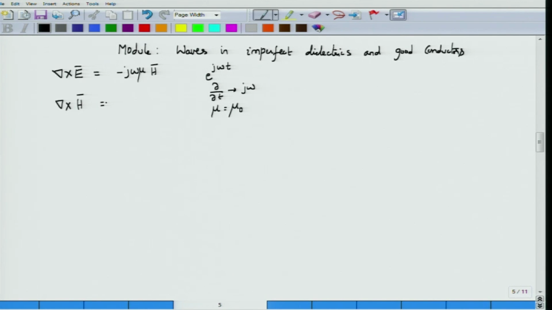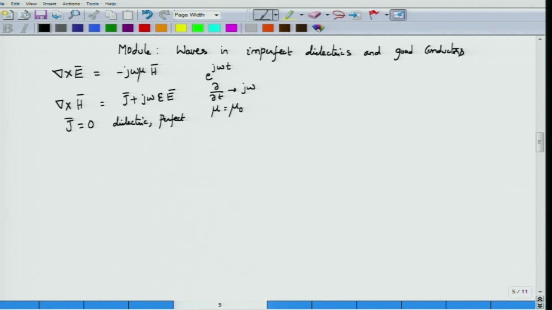And then what happens to the Ampere-Maxwell law? The Ampere-Maxwell law is curl of H equal to J plus j omega epsilon E. Now in the case of lossless wave propagation, that is, propagation inside a lossless material or a perfect dielectric, we assume J is equal to 0. J is equal to 0 for a perfect dielectric because there was no possibility of having any free conduction charges that would constitute a conduction current density J.